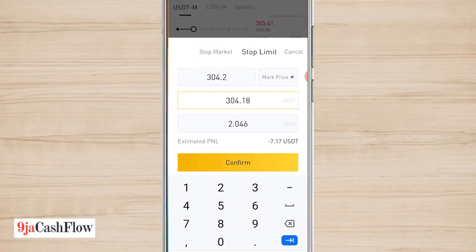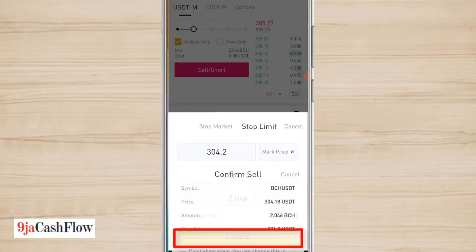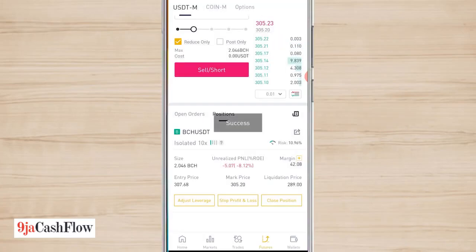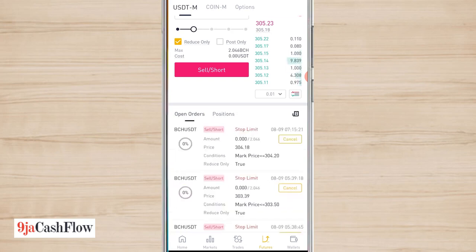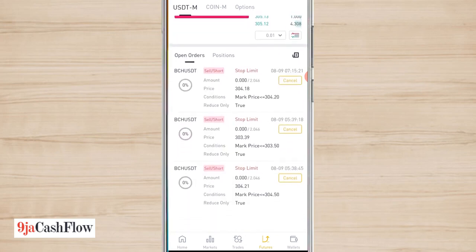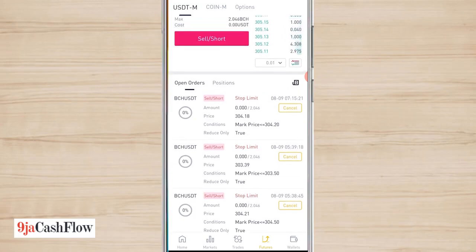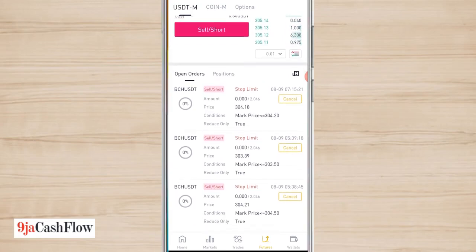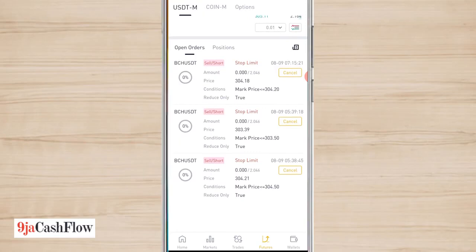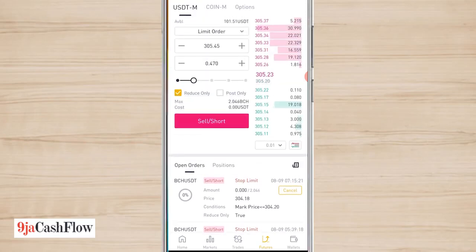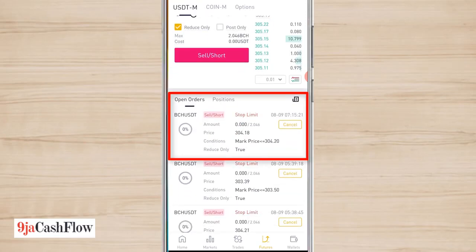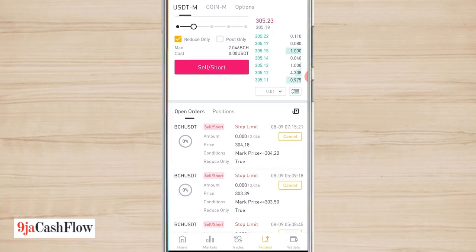What some people fail to realize is that sometimes it's better to cut small losses than lose all your capital. So I'll click on confirm. I'll click on confirm sell. If you check here, you see it here. Yeah, it's here. So this is the new stop loss I just set now. It's there.